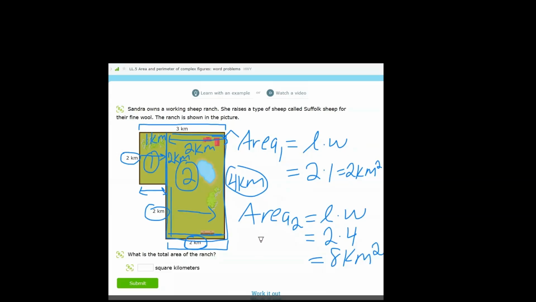And the last thing we're going to do is add them all up. The first shape has 2 kilometers squared and the second one is 8. If you add them up, 2 plus 8, that gives us 10 kilometers squared. So we got the same answer.